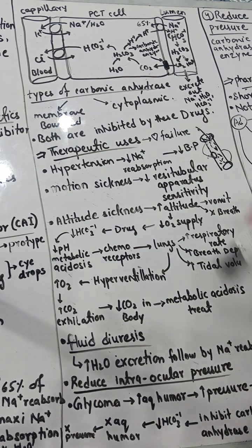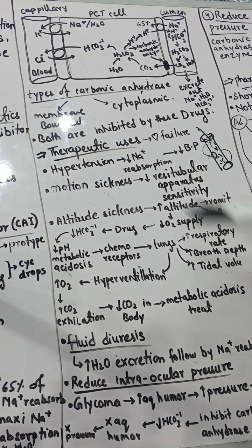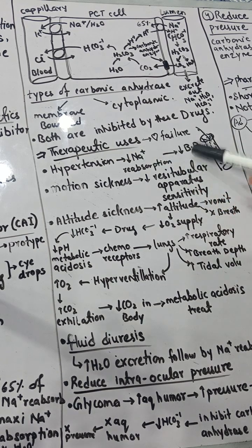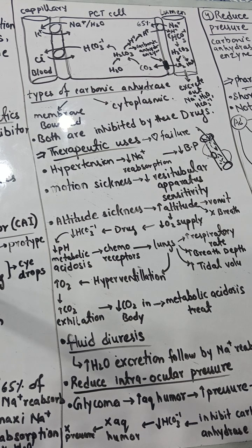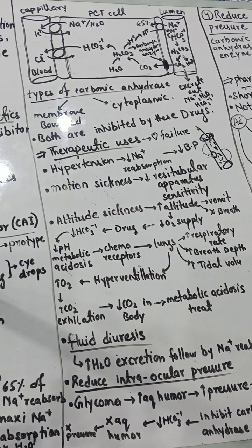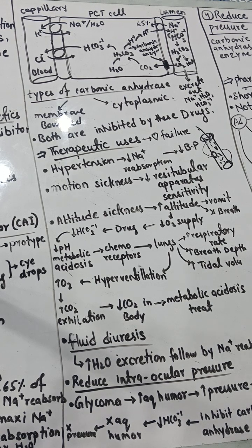So let's discuss their therapeutic use. They are used in heart failure to decrease the stress on the heart and to decrease the blood pressure. They are used to treat hypertension by decreasing sodium and water reabsorption, decreasing the blood pressure. The next condition in which they are used is motion sickness. In motion sickness, our eyes are seeing something and our vestibular apparatus is saying something else. As a result, there is an increase in vestibular sensitivity. Your vestibular apparatus has two receptors on it, the histamine receptor and the muscarinic receptor.